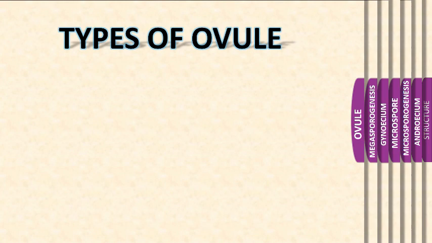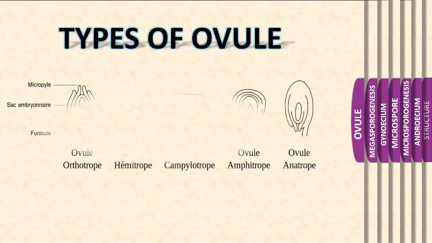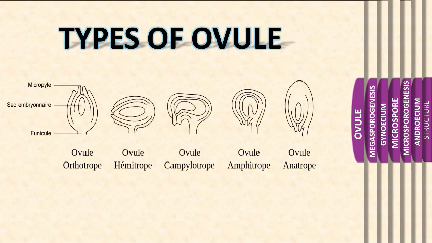Now the types of ovule. Different species of plants have different types of ovule.